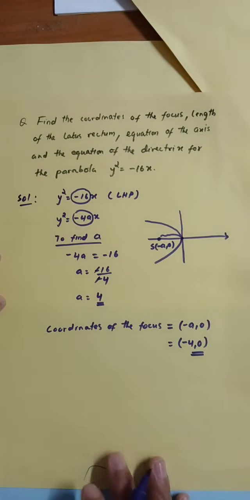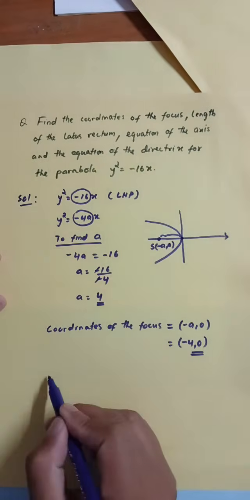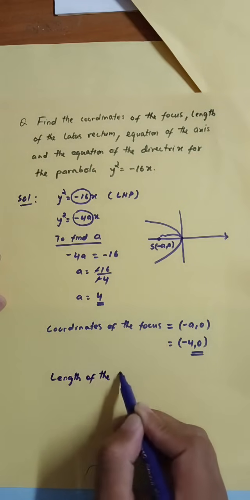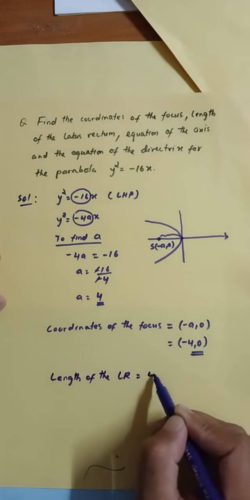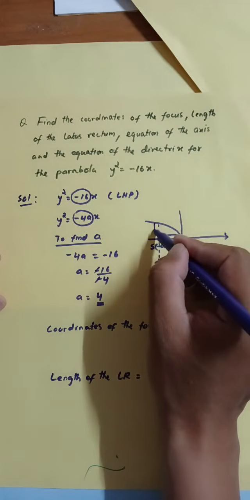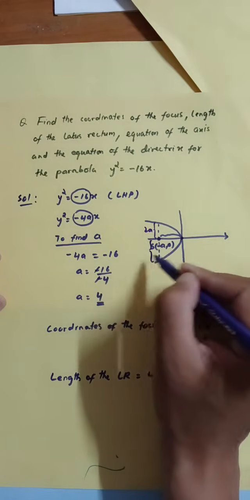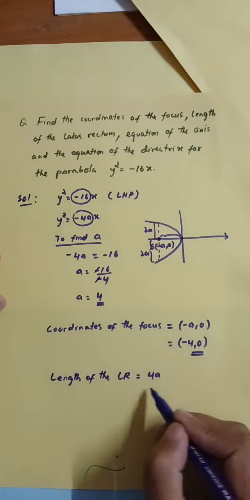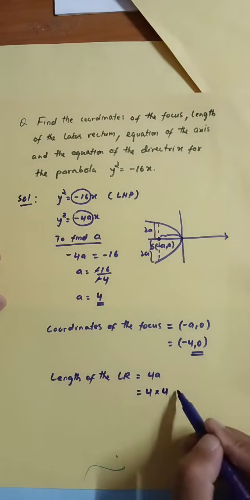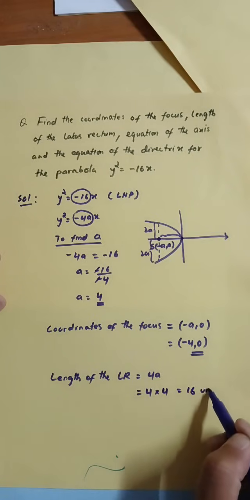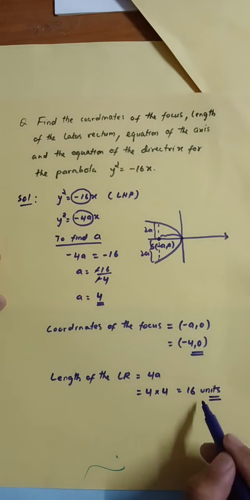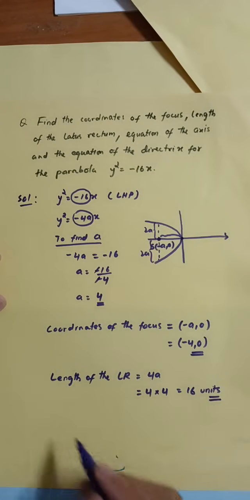Now let us go to the length of the latus rectum. The length of the latus rectum is equal to 4a, because the latus rectum is 2a plus 2a, which is 4a. So 4 times a, and a is 4, so 4 times 4, which is 16 units. We will write it as units, whether centimeters or meters.